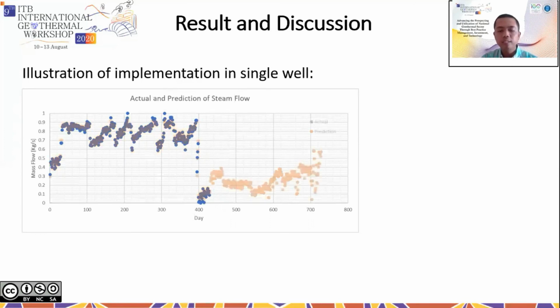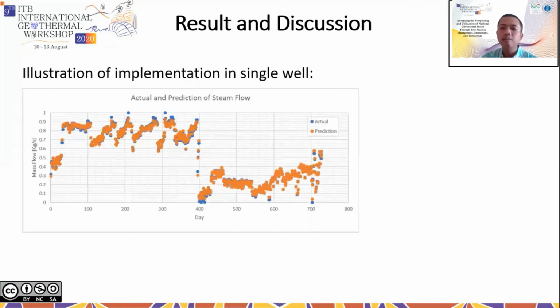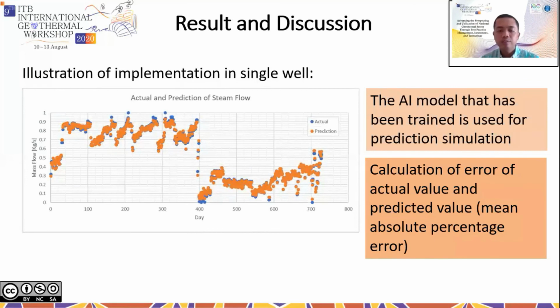So we have data predictions, and then in the comparison between actual and predictions, we calculate the error. The error in this study uses the mean absolute percentage error. So there are two steps in this simple implementation. The first, the trained AI model is used for prediction simulation, and the second, we calculate the error between the actual value and the prediction value using the mean absolute percentage error.